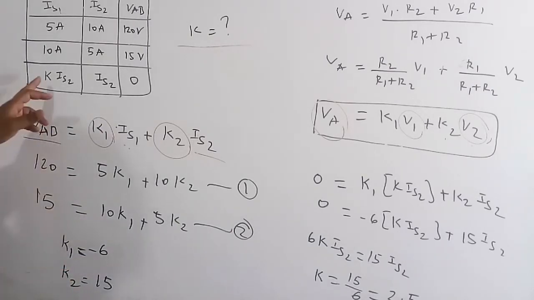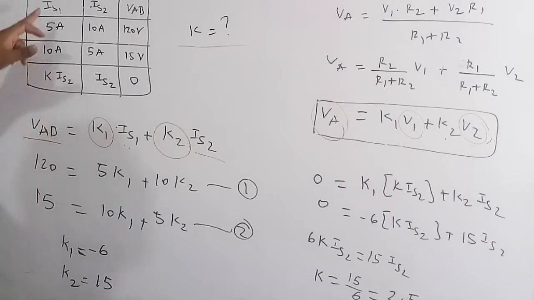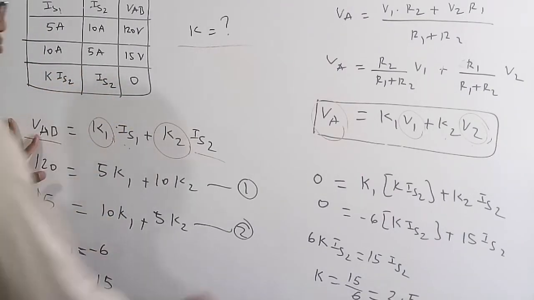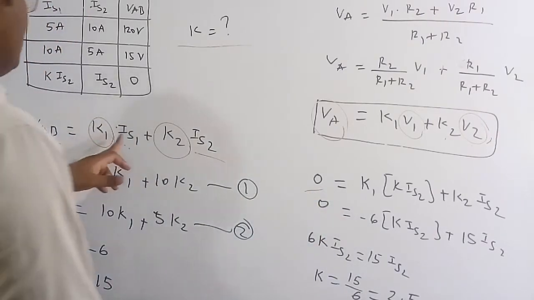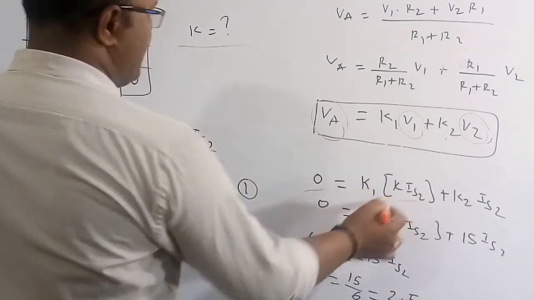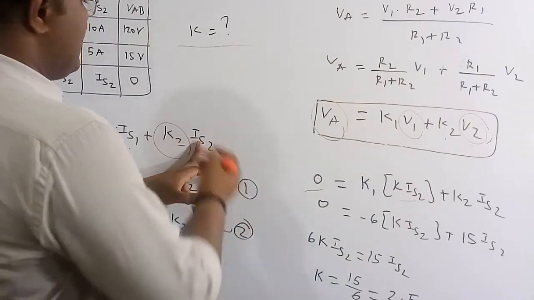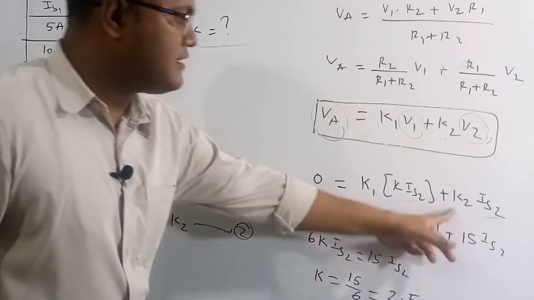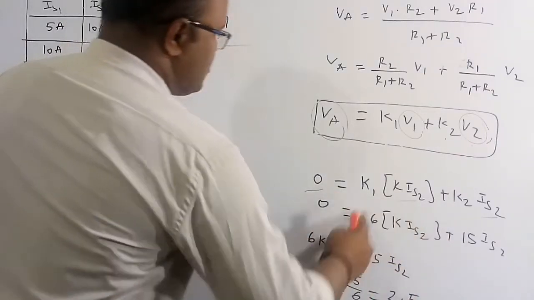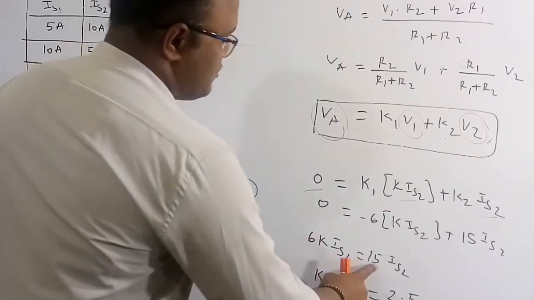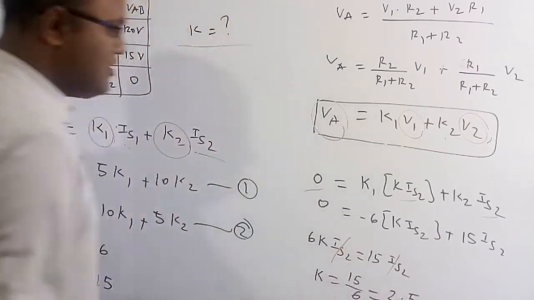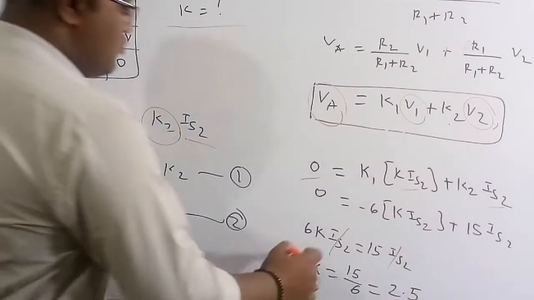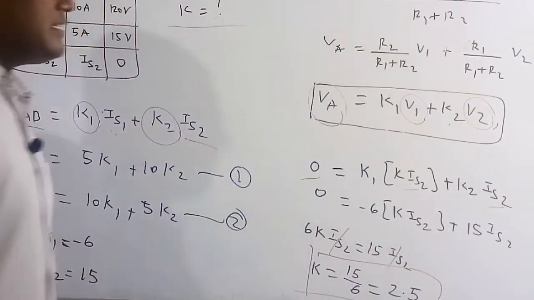Now we have to find the value of K such that when IS1 is equal to K times IS2, we get VAB equal to 0. So VAB is equal to 0, and K1 into IS1 is K into IS2, and K2 into IS2 is again IS2. We know K1 is minus 6 and K2 is 15. Taking this to the LHS, 6K into IS2 is equal to 15 into IS2. IS2 gets cancelled. So K is equal to 15 by 6, which is 2.5. That is the correct solution of this question. The answer is K equal to 2.5.